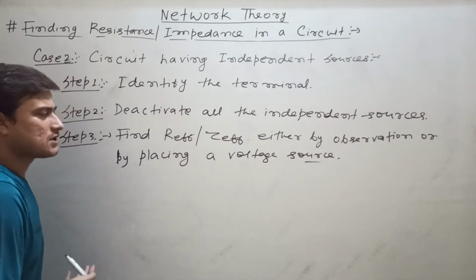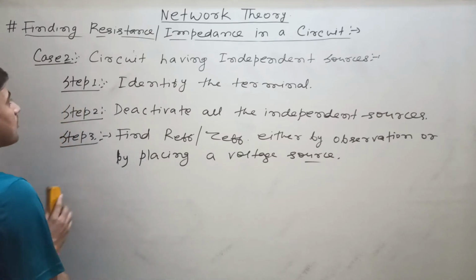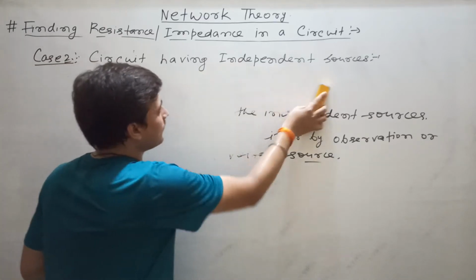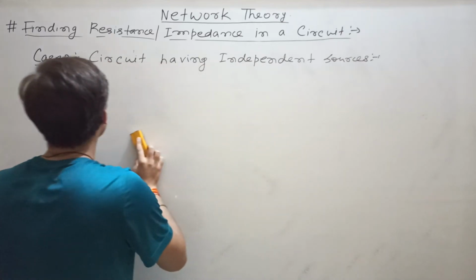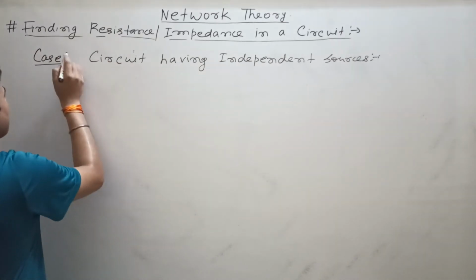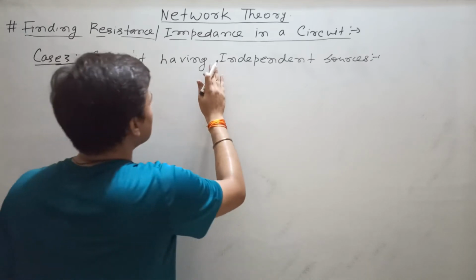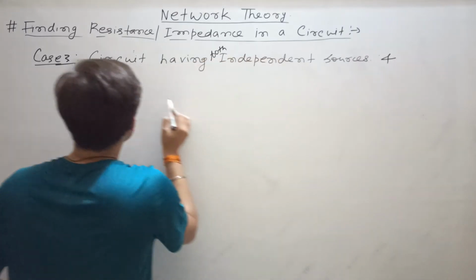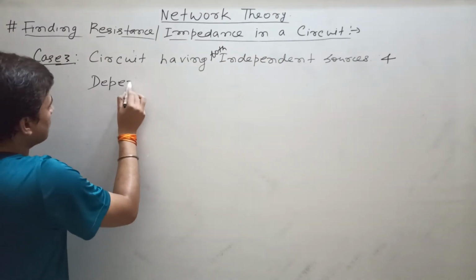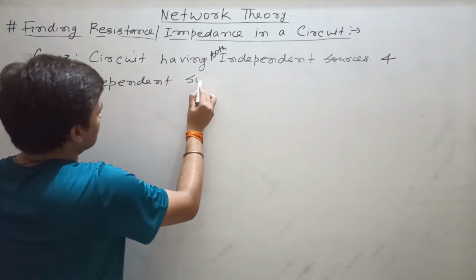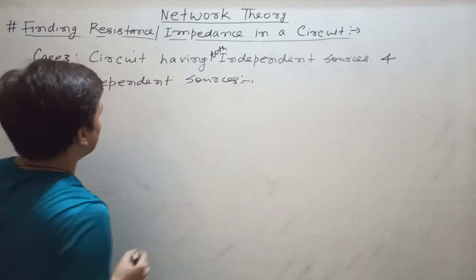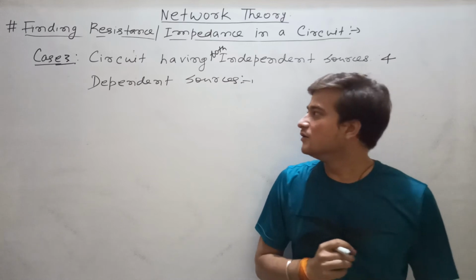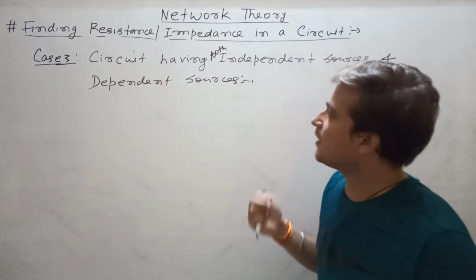I have already discussed one of the examples. Clear. Now come to the third case. That means the circuit having both independent and dependent sources. Clear. So now how to find the equivalent resistance?